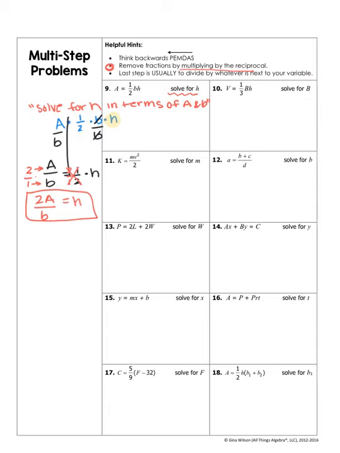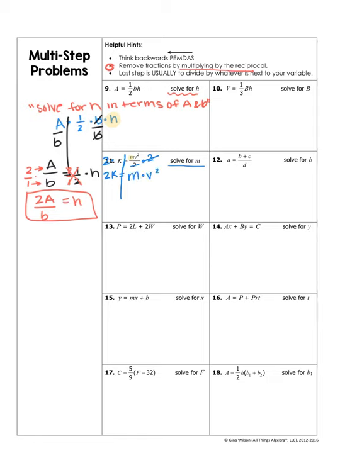For number 11, we have K equals M times V squared divided by 2. So I'm trying to solve this for M. So that means I want to get this M all by itself, right there. All right, so first I'm going to have to get rid of that 2. That 2 is kind of acting as like this big bully that's in the way. So to get rid of 2, that's being divided by 2. And we know the opposite of division is multiplication. So I'm going to multiply both sides by 2. When I do that, I get 2K equals, the 2's cancel here, and then I have M times V squared.